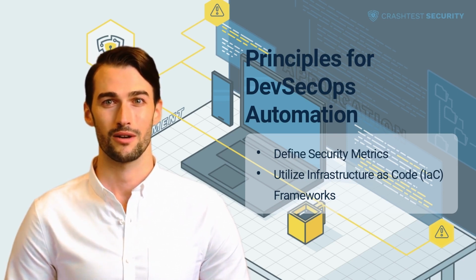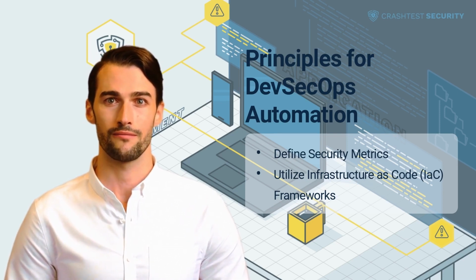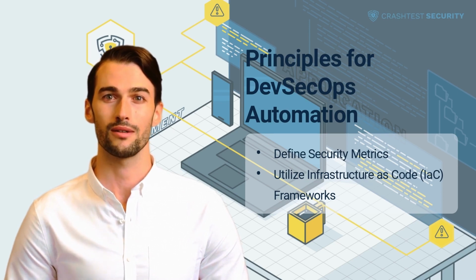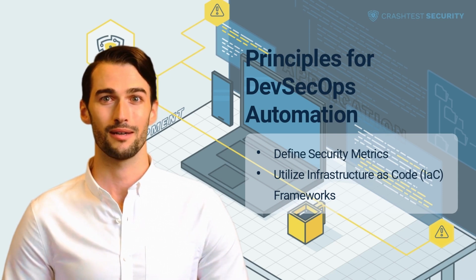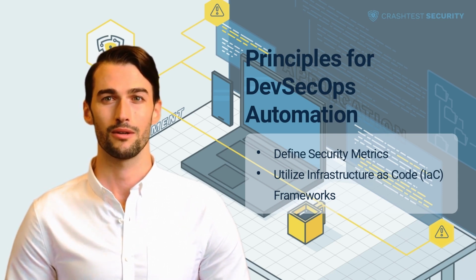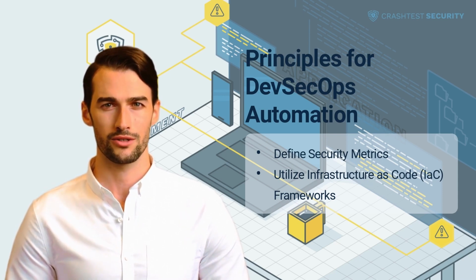Utilize infrastructure as code frameworks. Infrastructure as code enables the enforcement of cloud workload security by defining an entire security framework, including tools, protocols, and resources as machine-readable configuration files.